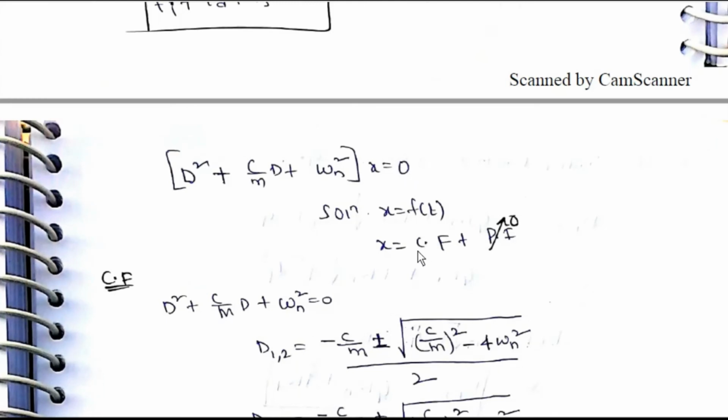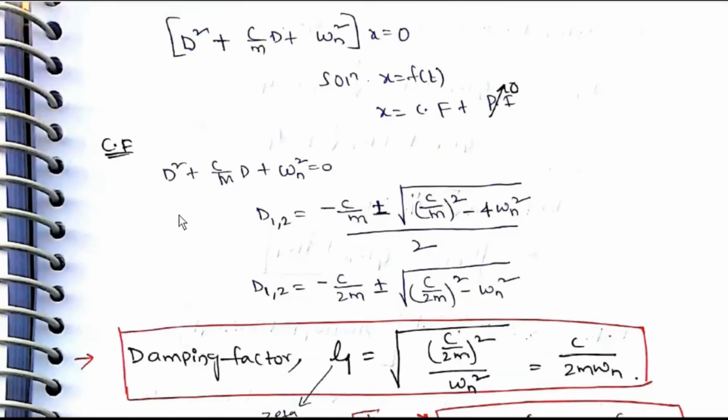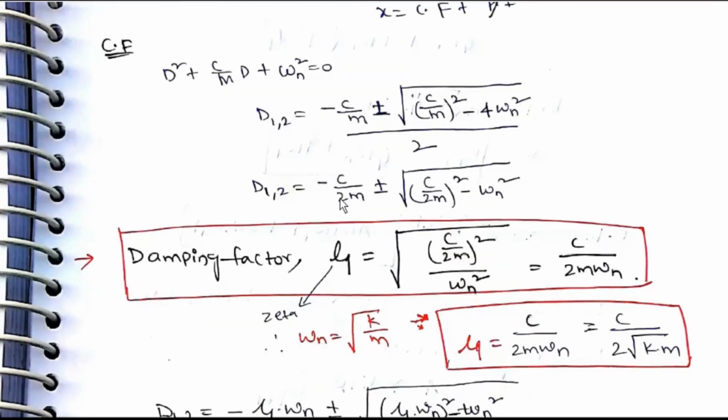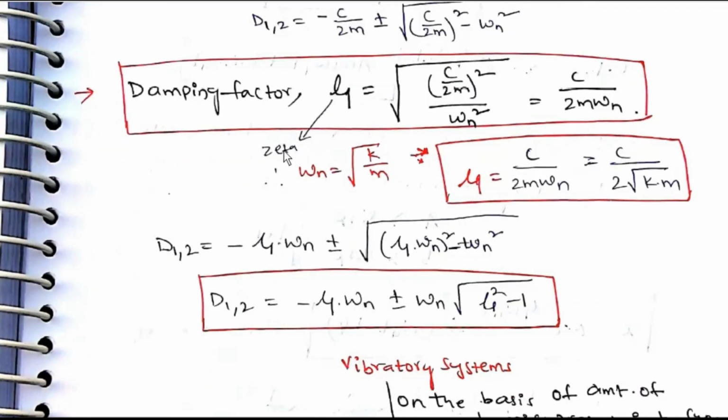Solution: x is equal to f of t, x is equal to CF plus PI, where PI is 0 in this case. CF: D square plus C by M D plus omega n square is equal to 0. D 1 comma 2 is equal to minus C by M plus or minus root of (C by M) whole square minus 4 omega n square. D 1 comma 2 is equal to minus C by 2M plus or minus root of (C by 2M) whole square minus omega n square.